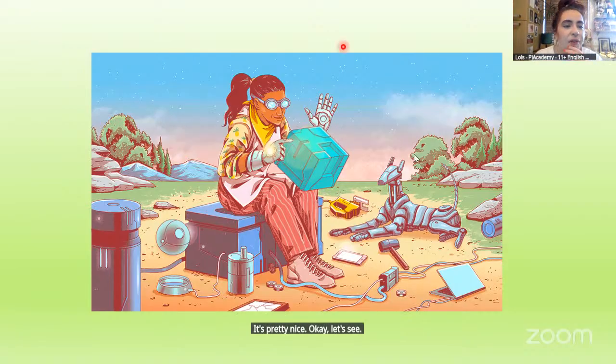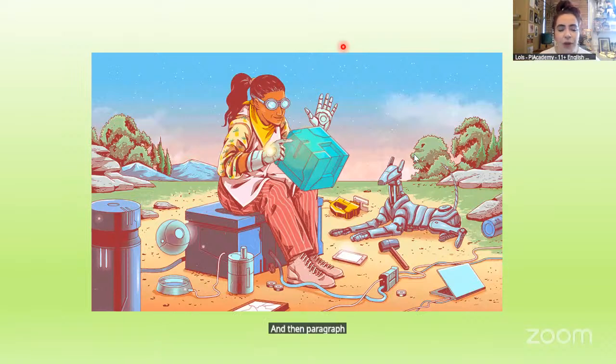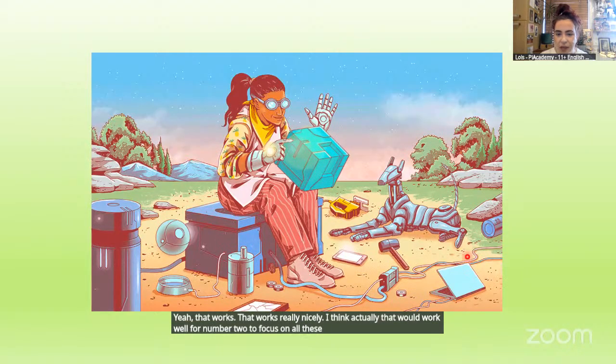Okay, let's see. Kavish has said, I would describe the sky, the rocks, and the trees. And then paragraph two, I would describe the elements on the ground. And then paragraph three, I would describe the human and the robo dog. Yeah, that works. That works really nicely. I think actually that would work well for number two to focus on all these strange things. And then come in on the robo dog, kind of build up to introducing the sort of inventor at the end. I think that could work well.